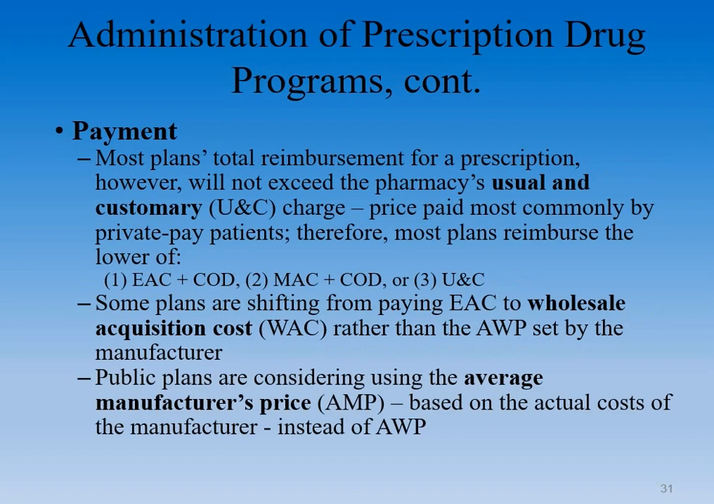Most plans, the total reimbursement for a prescription, however, will not exceed the pharmacy's usual and customary or U&C charge. Price paid most commonly by private pay patients. Therefore, most plans reimburse the lower of these. Some plans are shifting from paying EAC to wholesale acquisition cost rather than AWP set by the manufacturer. Public plans are considering using average manufacturer's price based on the actual cost of the manufacturer instead of the AWP.